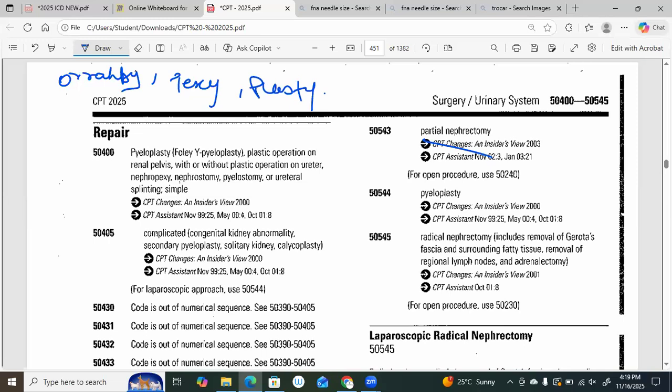Plasty. So the first code is 50040. Pyeloplasty. Pyeloplasty means plastic repair of the renal pelvis. Pyelo means renal pelvis. Then we have 50405, complicated due to any congenital kidney abnormality such as horseshoe, ectopic kidney, or solitary kidney. So that is 50405.